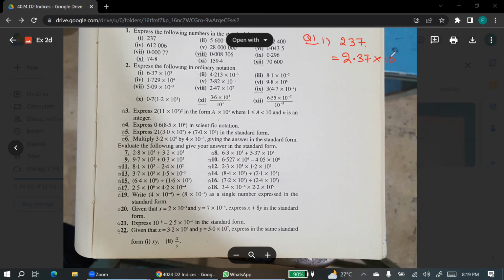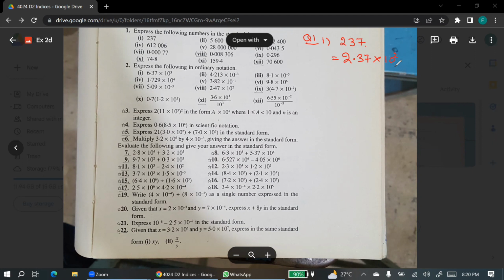When the new number is smaller than the original number, then we will put positive powers. How many digits have we moved the decimal? 2 digits. Yes. So there will be +2. When the number becomes smaller, we will multiply with a positive power of 10 to adjust the value of the number.